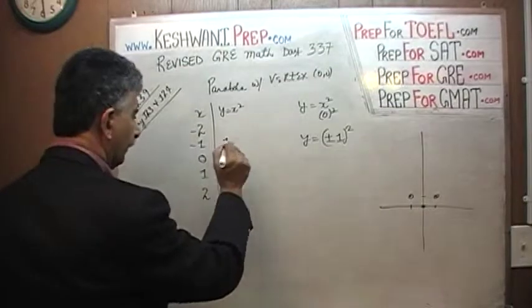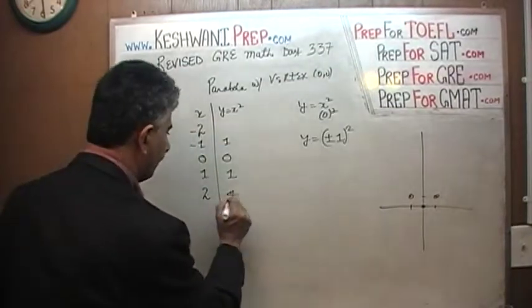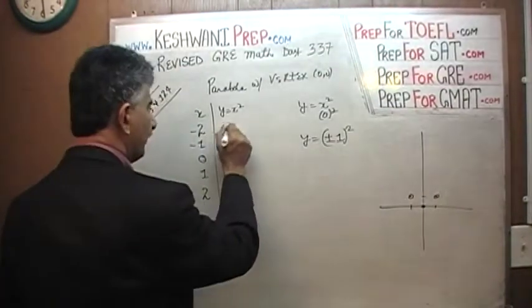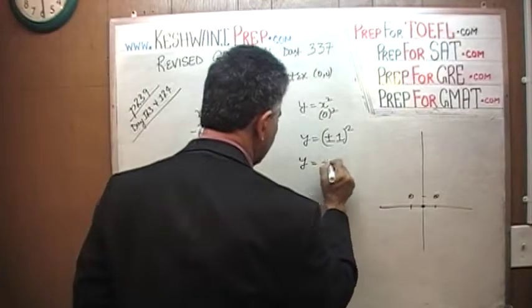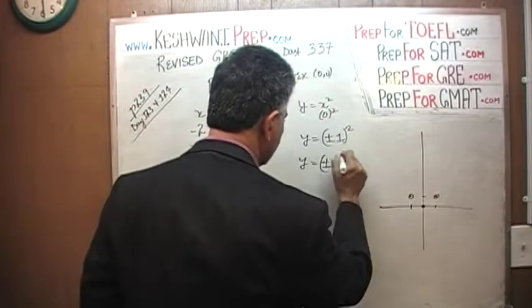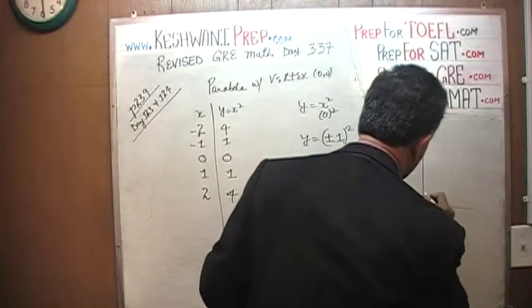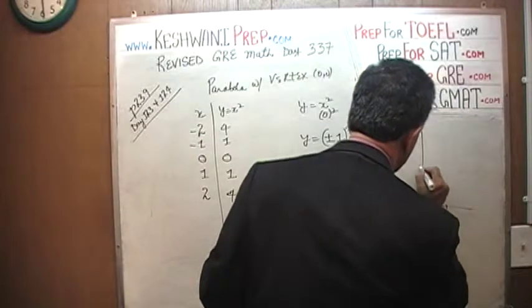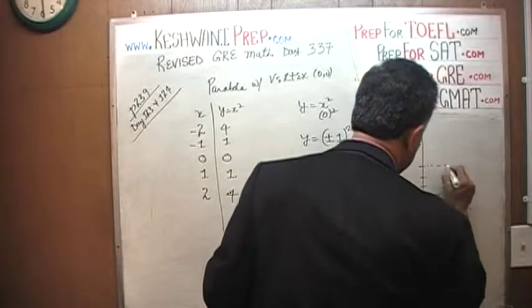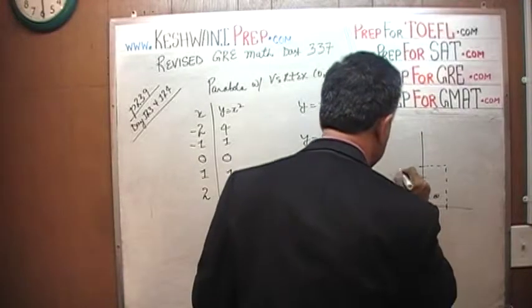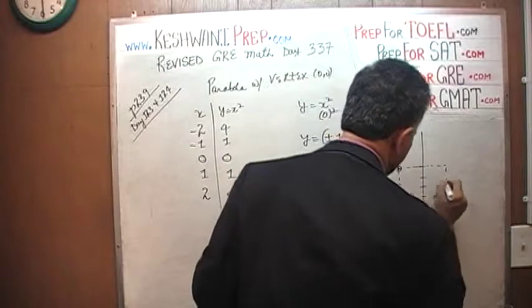Similarly, when x is 2, y is going to be 4. When x is negative 2, y is going to be 4 also, because positive or negative 2 squared is 4. So when x is 2, y is 4. 1, 2, 3, 4. When x is negative 2, y is again 4. So there is our parabola.